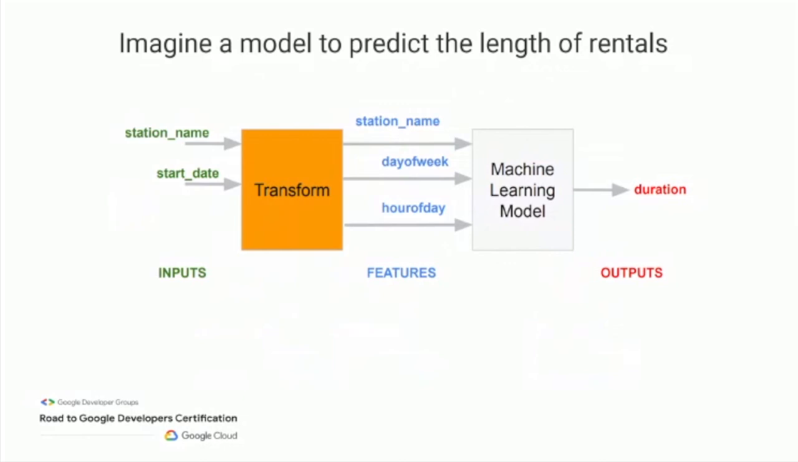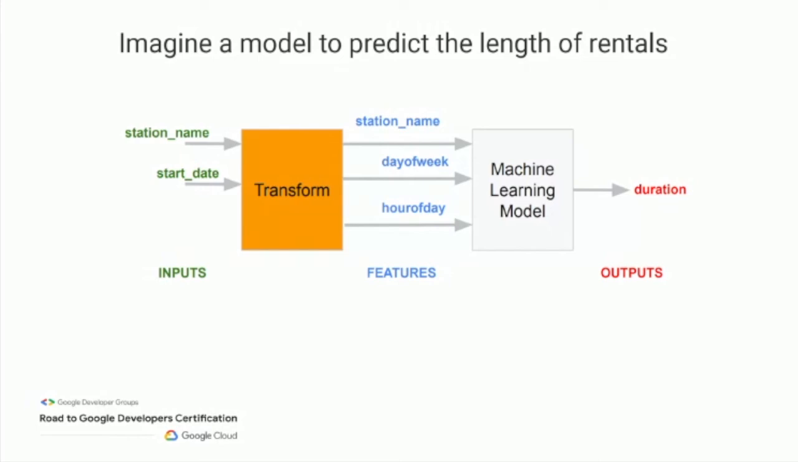Okay, so let's imagine a model to predict the length of rentals. So we have the station name and the start date, right? Let's say that we have only that information. Maybe we have a CSV file, or maybe we're going to load it from a database, and what we're going to get is the station name and the date.